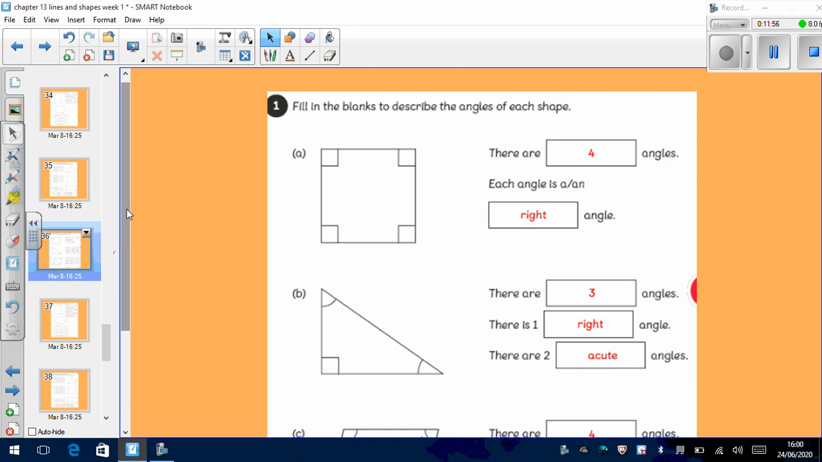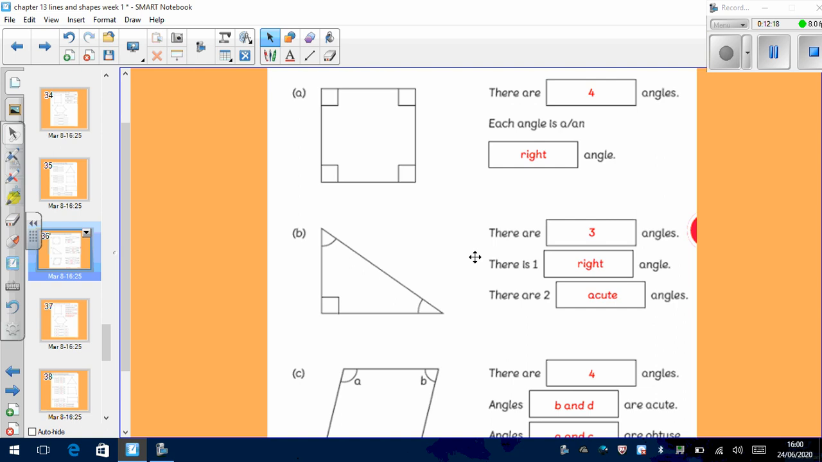Question 1, fill in the blanks to describe the angles of each shape. There are how many angles? 1, 2, 3, 4. There are 4 angles. Each angle is a right angle. We can see that each of those angles is a right angle, so they're all perpendicular lines in that one, or perpendicular to each other, next to each other.